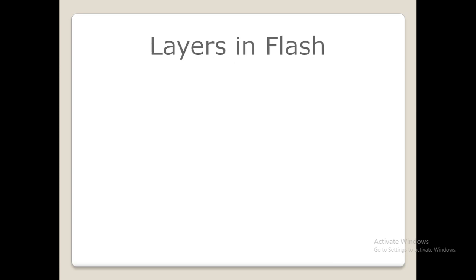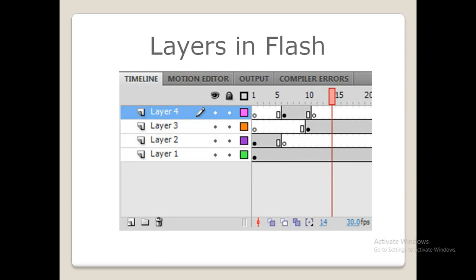Next, coming to layers in Flash. In Flash, layers are considered as transparent sheets which are stacked one on top of the other. So, a layer is indicated by a horizontal bar on the left side of the timeline. So, you can see over here there are so many layers present.